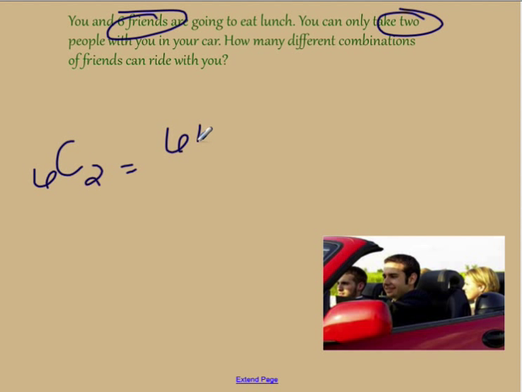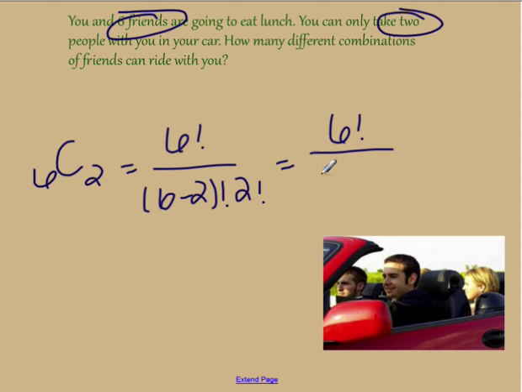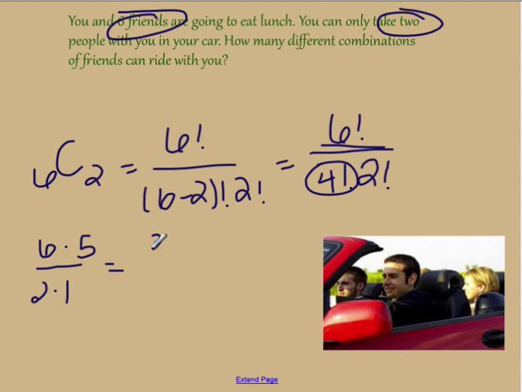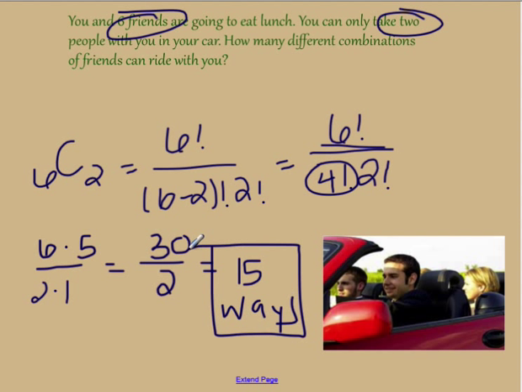So then we get 6 factorial divided by 6 minus 2 factorial times 2 factorial. So then we get 6 factorial over 6 minus 2, which is 4 factorial, and then 2 factorial. So 4 factorial is our larger one. So in 6 factorial, everything from 4 on down is taken care of. So we have 6 times 5 left on top, and then on the bottom we still have that 2 factorial, which is 2 times 1. 6 times 5 is 30, 2 times 1 is 2. 30 divided by 2 is 15. So there's 15 different ways that we can arrange those students in the car.